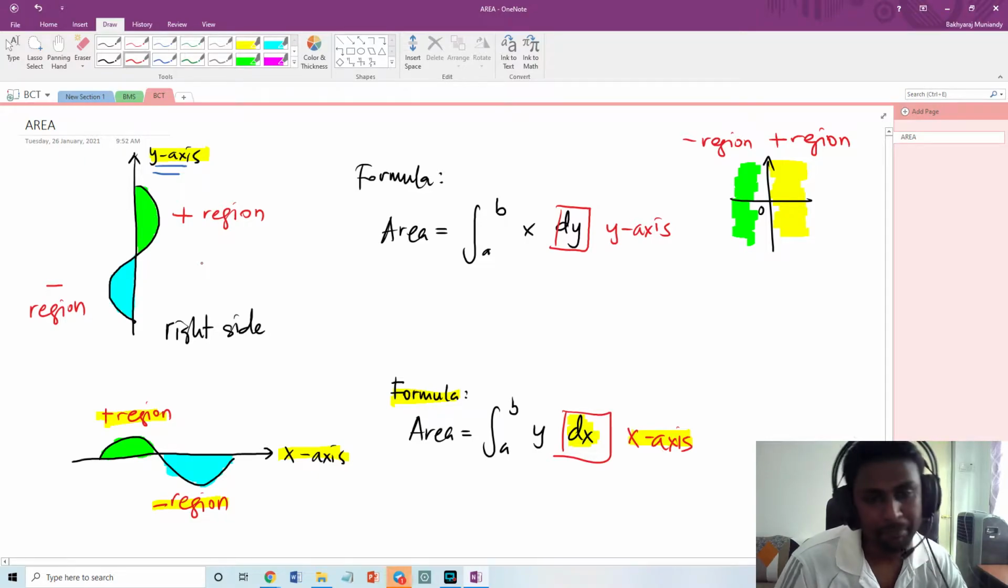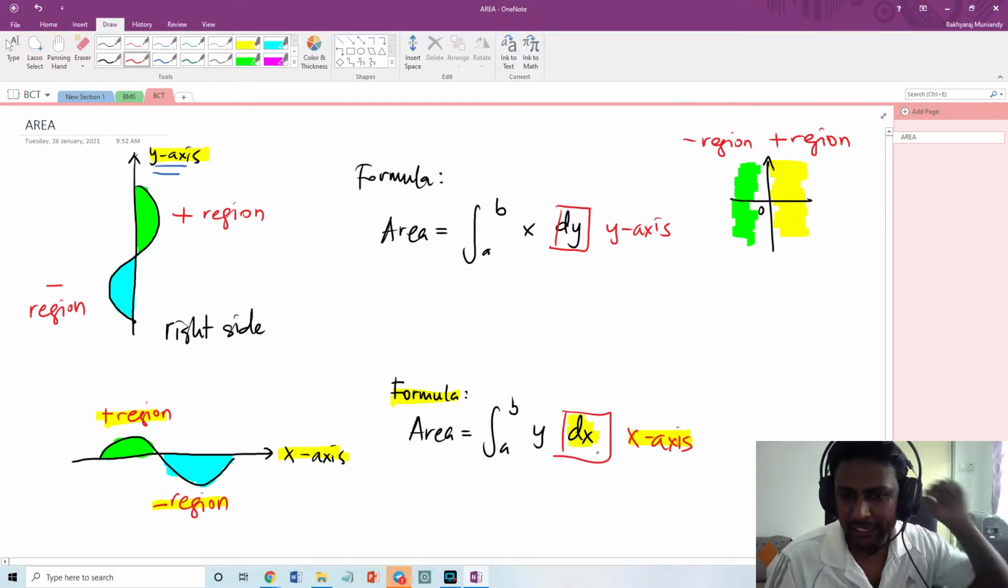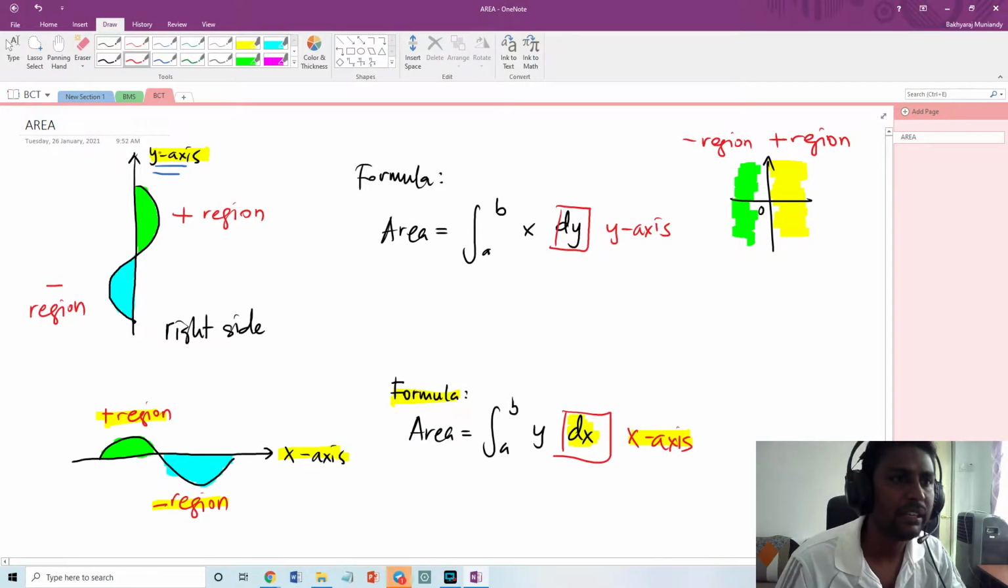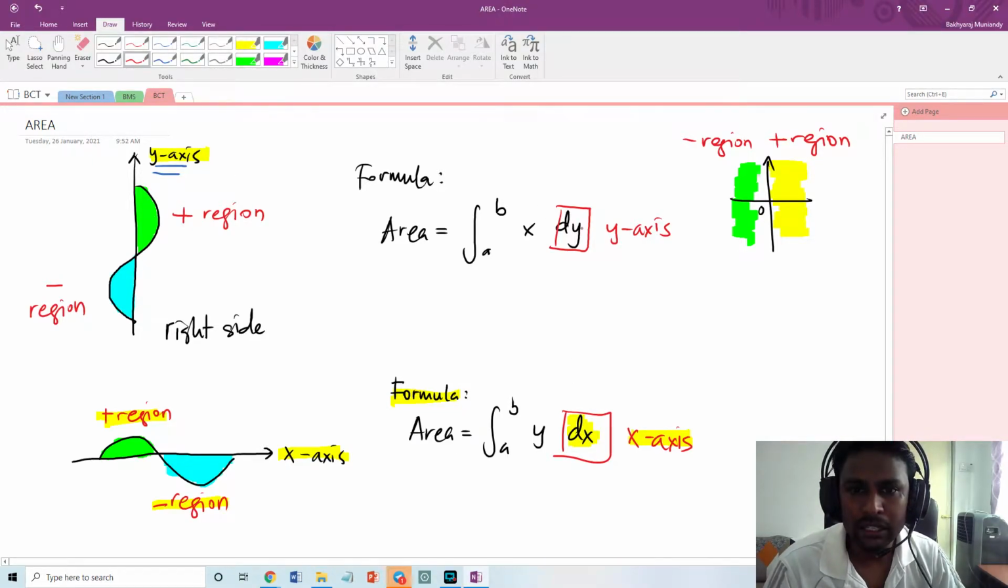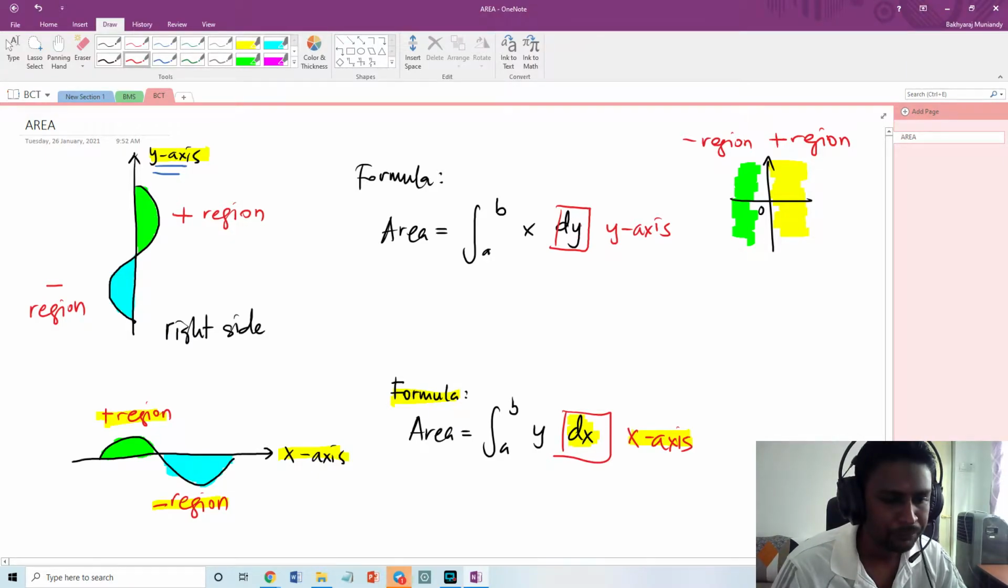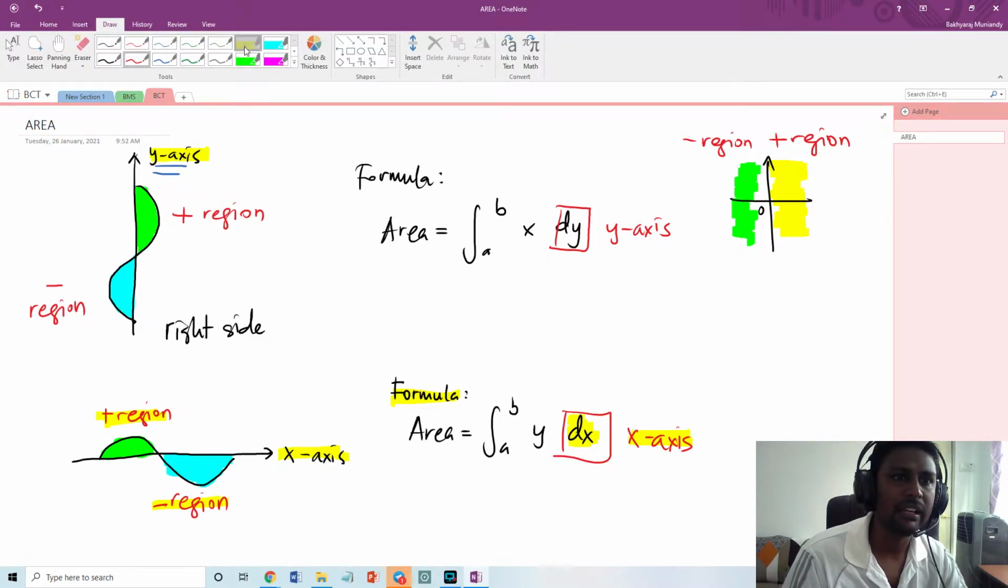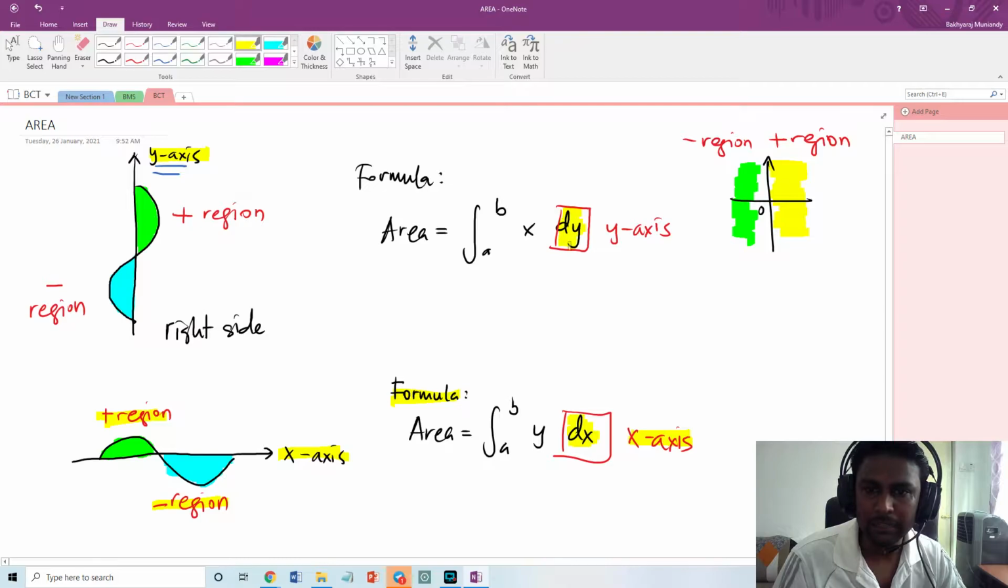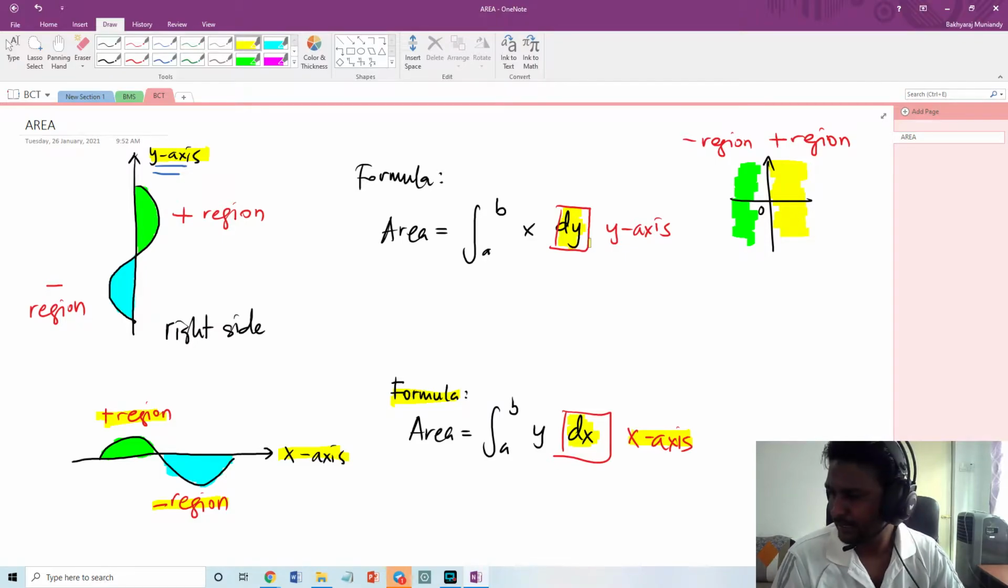The formula is still the same. Remember, last week it was y dx. Today, since we are working with respect to the y-axis, our integral will be dy. We integrate with respect to dy, so we have to substitute the function of x here, because we want to work with respect to the y-axis. So that is the small briefing on how to use the formula for the x-axis and y-axis.